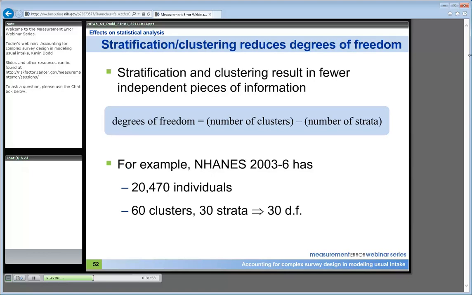And this is because I said earlier that selecting clusters instead of individual units gives you fewer independent pieces of information. And in a complex survey, it's the number of clusters that's important, because those are the independent units, not the people within the clusters. So this concept of counting the number of independent pieces of information you have, well, statisticians formalize that in the notion of what we call degrees of freedom.